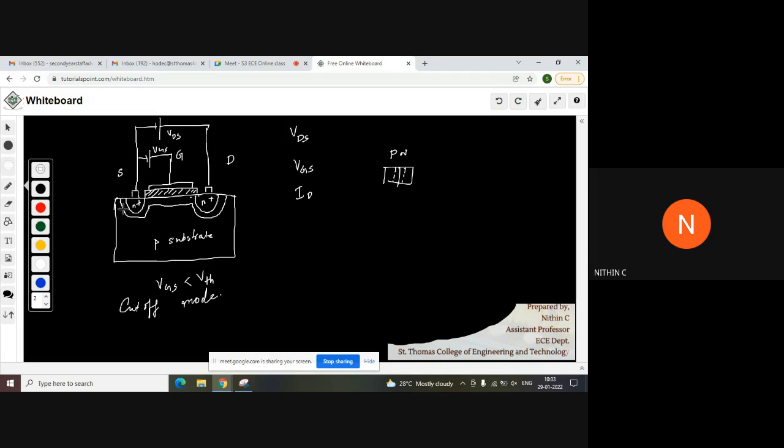So this is just the depletion layer. For a normal PN junction we draw this depletion layer. In a similar manner, I have drawn the depletion layer like this. This is not the channel. Don't confuse that. So you can draw this figure.